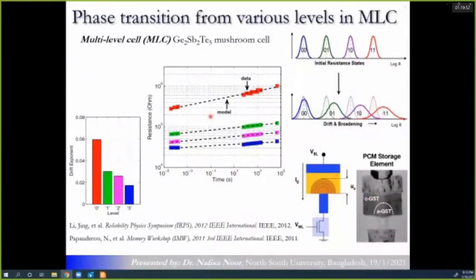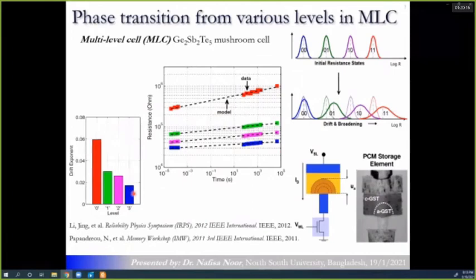Now again, we are bringing back the drift exponent. The drift exponent can be slightly lower for the intermediate states. And if we consider the intermediate states, we would see that the higher resistance intermediate states would have larger drift exponents, and the lower resistance intermediate states would have lower drift exponents.